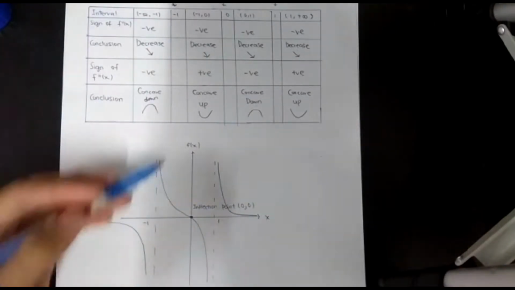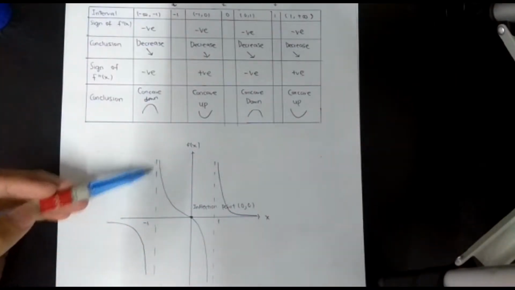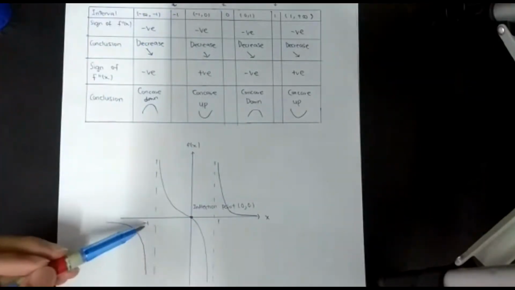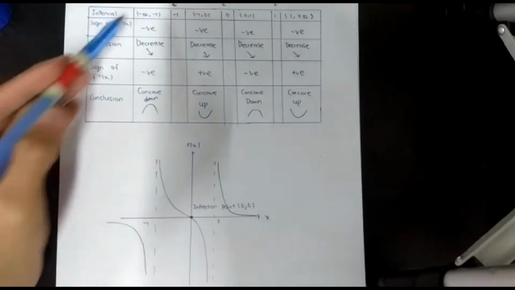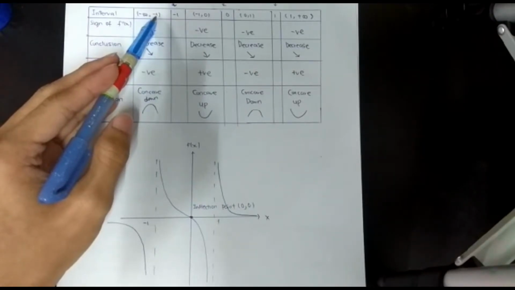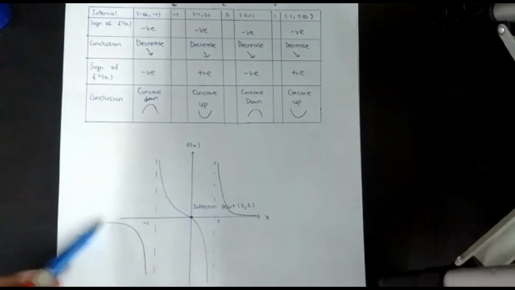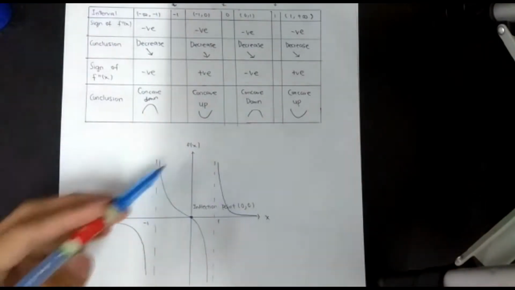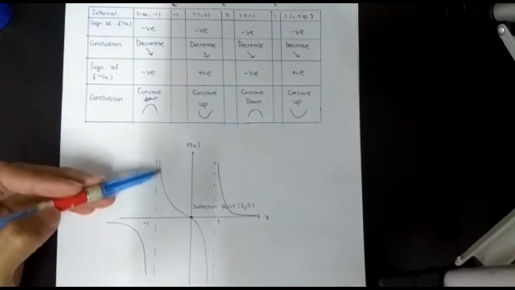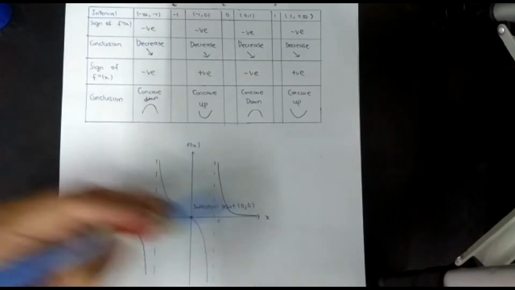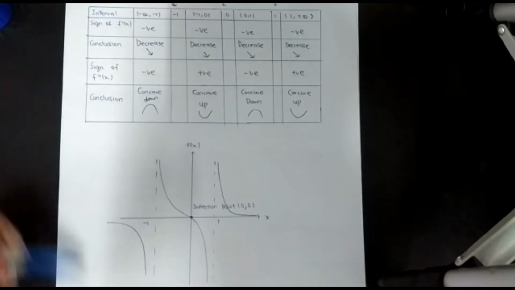First, we draw the two vertical asymptotes, negative 1 and 1. From negative infinity to negative 1 is decreasing and concave downward. This is the inflection point. You can draw from this one to this one. This is concave upward. Finally, you will get the full marks.